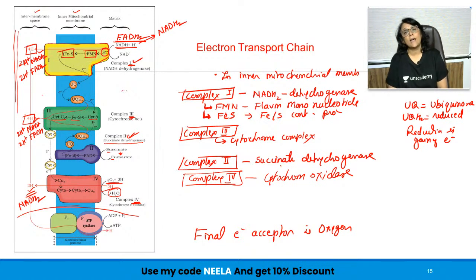Okay, so questions asked are, which is the final electron acceptor? It is oxygen. How many pairs of protons are pumped from matrix to outer compartment when NADH2 dissociates? The answer is 3 pairs. How many pairs are pumped when FADH2 dissociates? Answer is 2 pairs. How many ATP is synthesized from NADH2? 3. From FADH2? 2. Which complexes are those where the energy is released? It is 1, 3 and 4. What is the main role of complex 2? It is helping in conversion of succinate into fumarate.